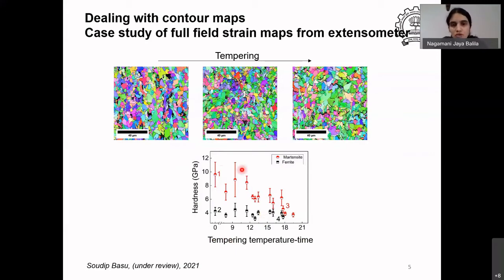And just to be clear, these are standard deviations and not standard errors that are plotted. The difference is coming because of the heterogeneity in the microstructure. There are large standard deviations because the microstructure has some very large grains and then some very small grains and so on. So the hardness measurement is also dependent on that, and therefore you see these kinds of deviations.